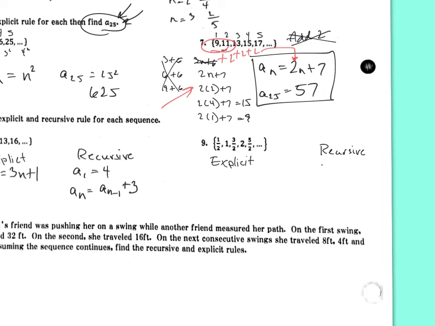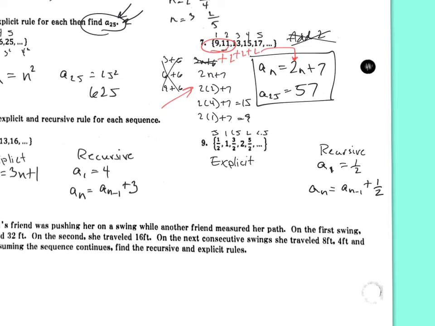So the recursive is a sub 1 equals 1/2. Everybody can do that part, at least get that far, and then you say a sub n equals... Well, let's figure out how we get from term to term. Oh, add 1/2. If you want to do it in decimals, you can: 0.5, 1, 1.5, 2, 2.5. That's easier for you. So a sub n is to take the term before it and add 1/2.